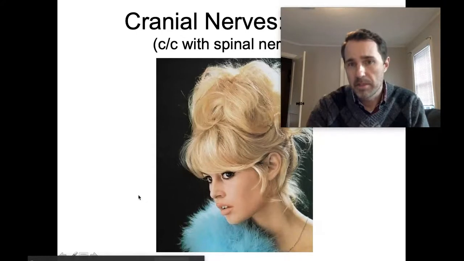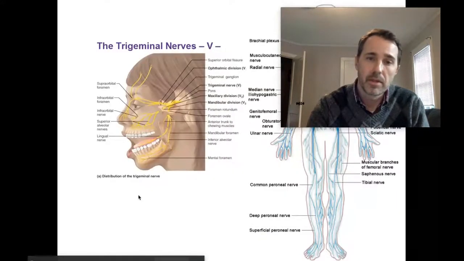And that is a picture of Brigitte Bardot, if you wanted to know.